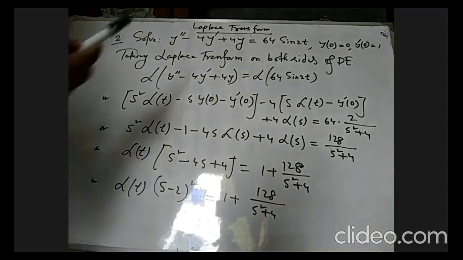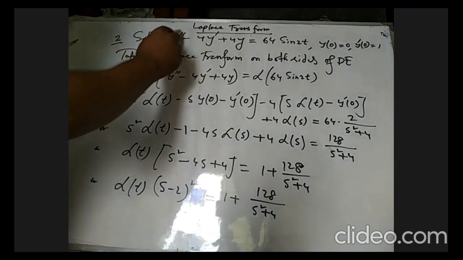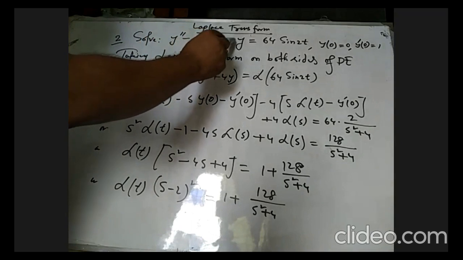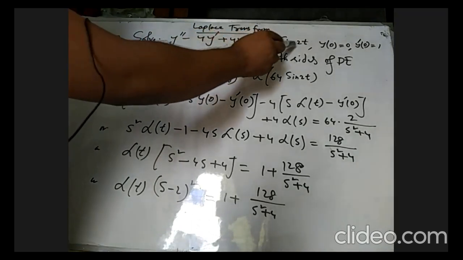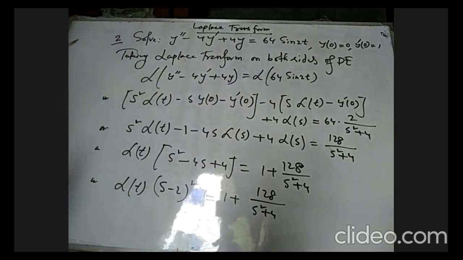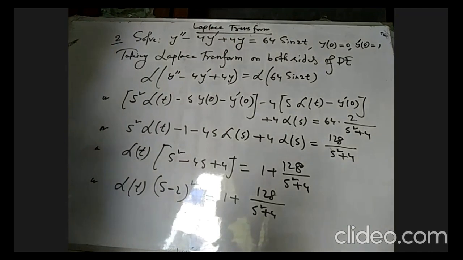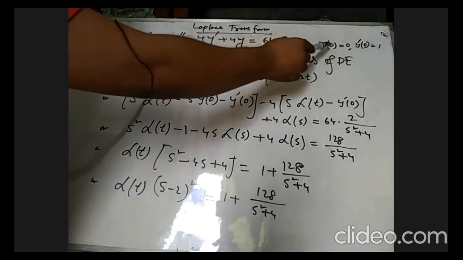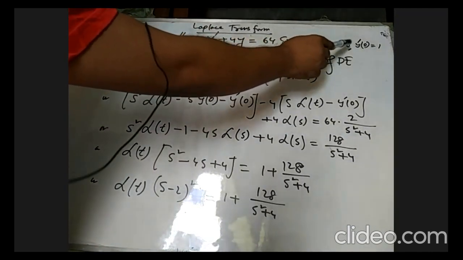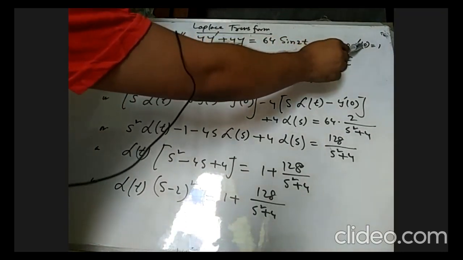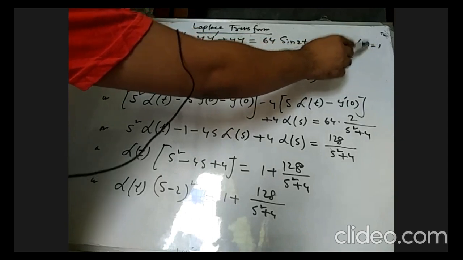Now we are trying to solve this differential equation. This is a second order differential equation: the second derivative of y(t) minus 4 into the first derivative of y(t) plus 4 into y equals 64 sin 2t. Here t is the independent variable and y is the dependent variable. This is a second order ordinary differential equation, and this is an initial value problem because some initial conditions are assigned: y equals 0 at t equals 0 and the first derivative of y equals 1 at t equals 0.